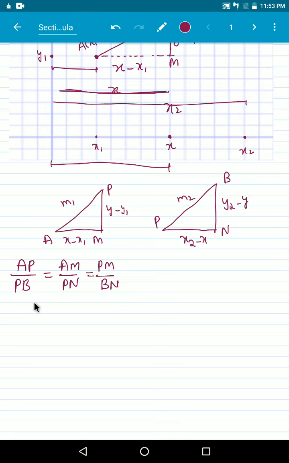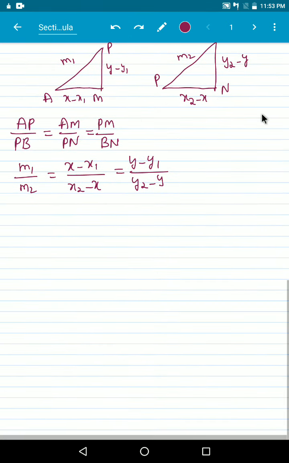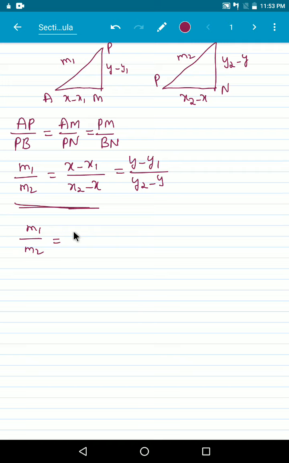Now let us substitute the values. AP is equal to what? M1. PB is M2. AM is x minus x1. PN is x2 minus x. PM is y minus y1, divided by y2 minus y. Now to find the value of x, let us use these two. So m1 by m2 is x minus x1 by x2 minus x.